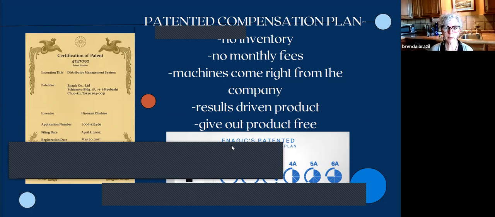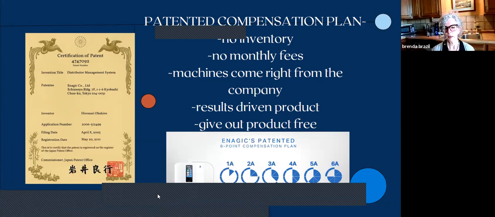It's not an MLM in the traditional sense where they have to have inventory, they have to pay a monthly fee, you have to get a bunch of people in order to get a residual income. It's not like that at all. And so it's patented. And let's say the K8, it's an 8-point compensation plan. So you buy your K8 for yourself. You start referring your customers. For your first sale, you're going to get $340. For your second sale, you're going to get $340. And then for your third direct sale, you're going to get $680, and on and on and on.